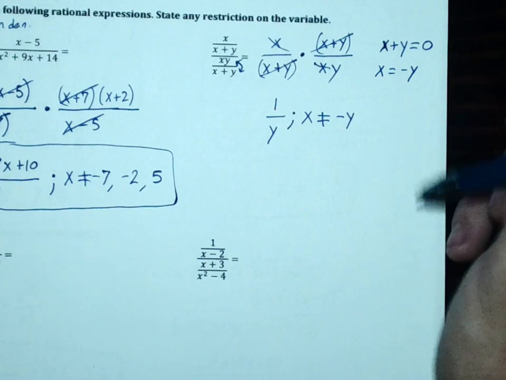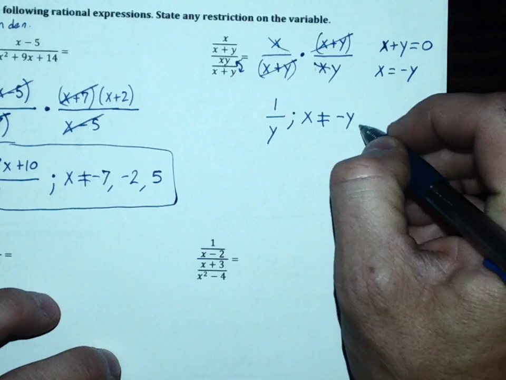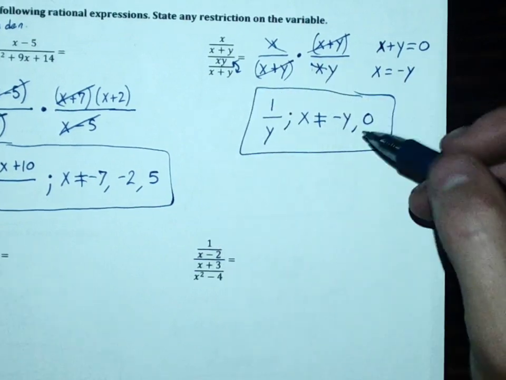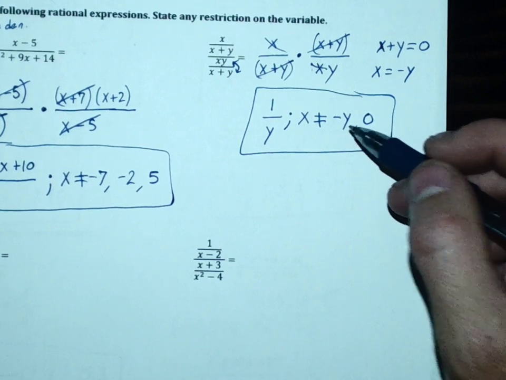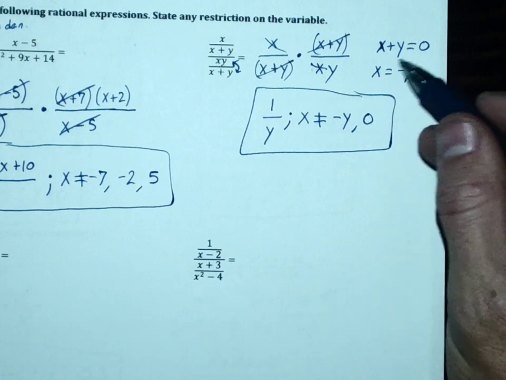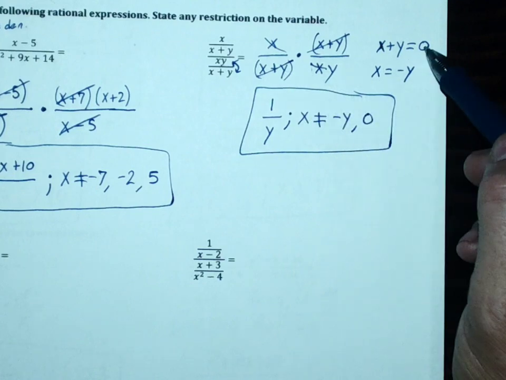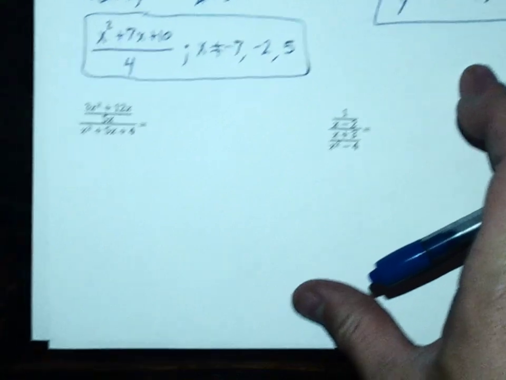What else can x not equal? Well, this x is in the denominator. x cannot equal 0. So that is not necessarily a value, but it is also a restriction on the variable. x cannot equal negative y, because you take x plus y set equal to 0, and you find that. Go to the next one.